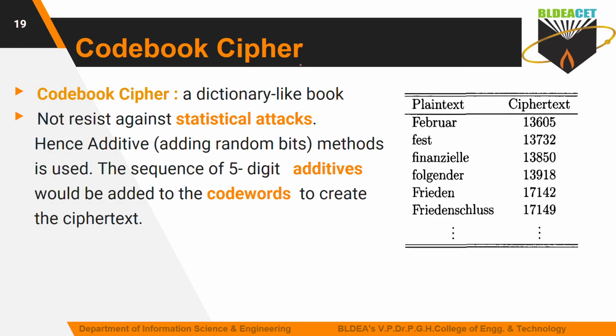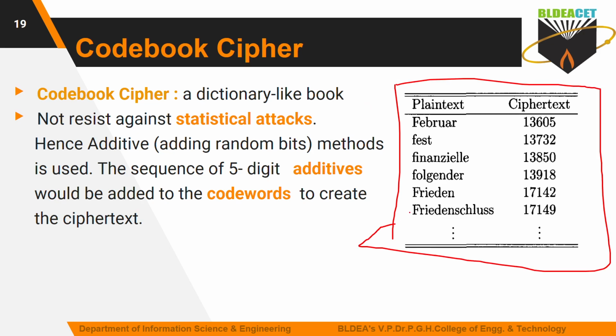Next we'll go to one of the classic crypto methods, the Codebook Cipher. A codebook cipher is a dictionary-like book, found in a textbook. It contains plain text and ciphertext. For example, if the plain text contains the word February, to convert it to ciphertext you just substitute the ciphertext for it: February as 13605, and for the word first it is 13732.